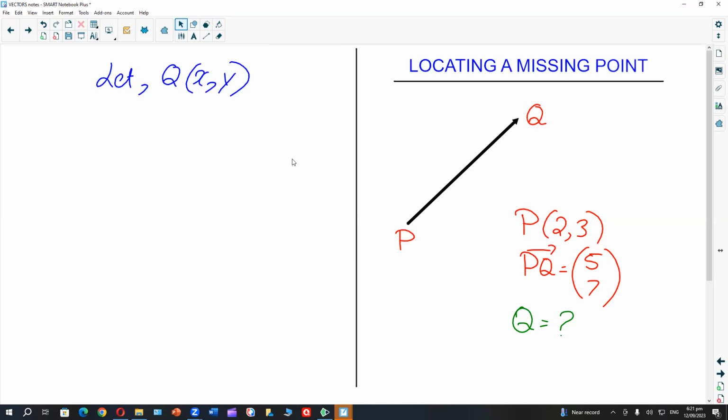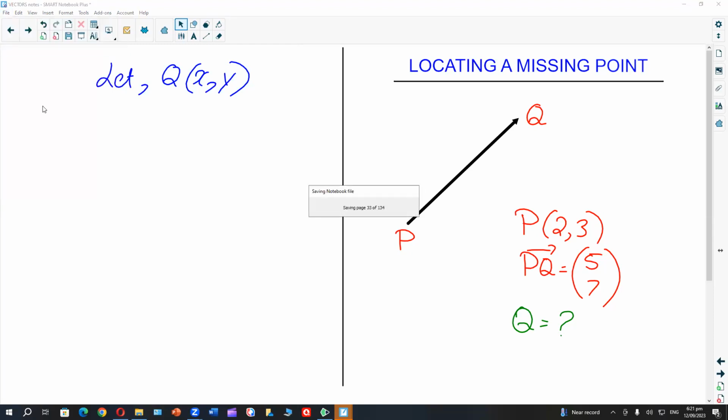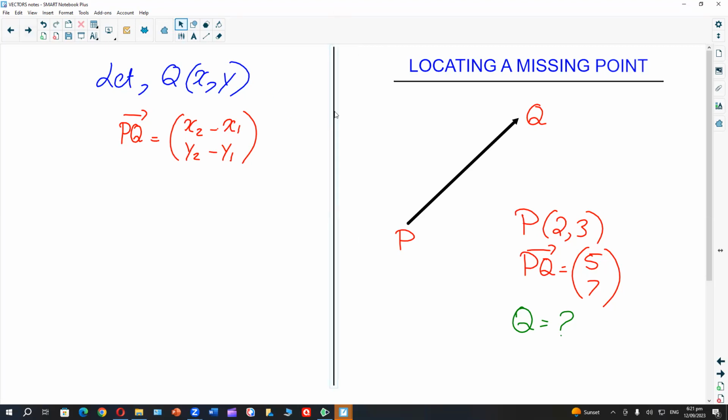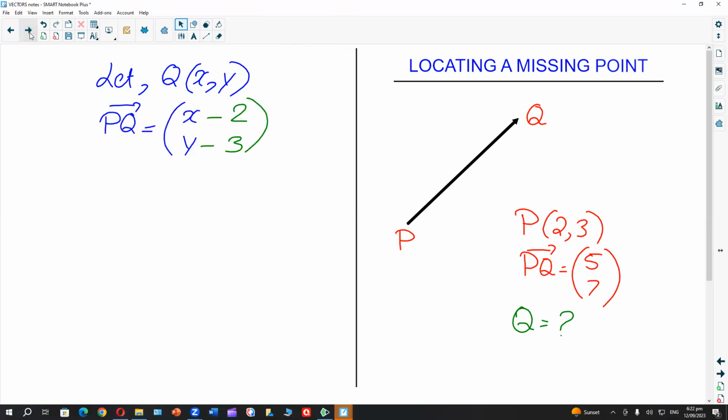How we solve this math topic: let's suppose the point we are looking for is x comma y. We suppose the point as x comma y, and then we can build a vector. For example, PQ, the formula is x2 minus x1 and y2 minus y1, this formula we have just done. So this is the formula to use, and we have the other point in our hand. So I put the other point, x minus 2, y minus 3. This is a method to build a vector from the points.